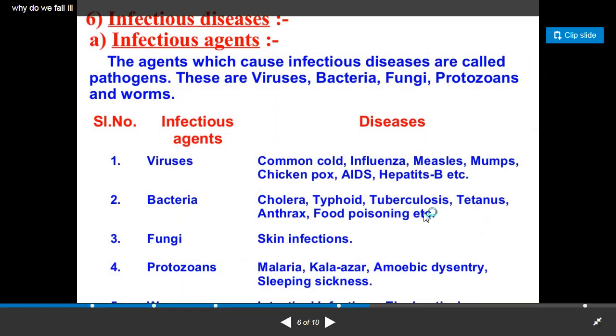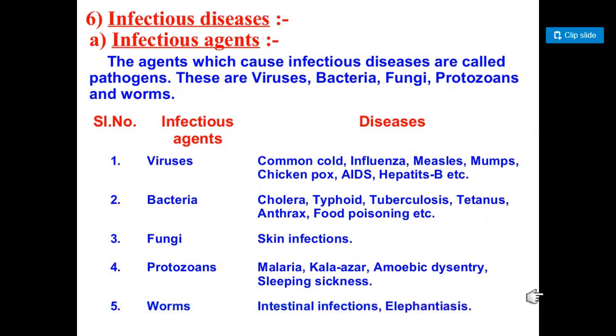Now today we are going to discuss in detail the infectious diseases. So first is about the infectious agents. These agents generally carry the disease from one person to another. The agents which cause infectious diseases are called pathogens. The important point you have to remember here is that infectious agents are called pathogens. These pathogens could be any virus, bacteria, fungi, protozoa and worm. Correct? So these are some of the pathogens that carry infectious diseases.